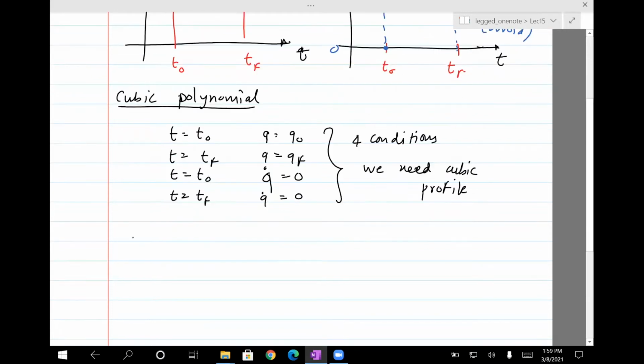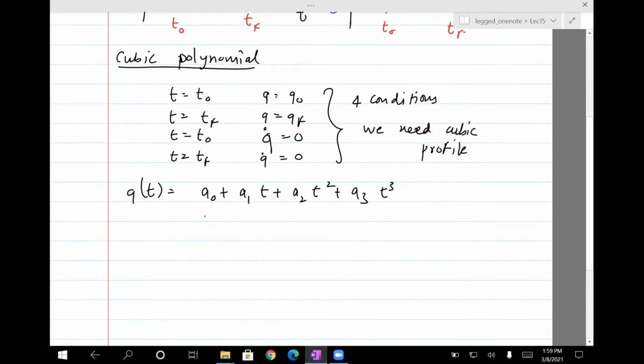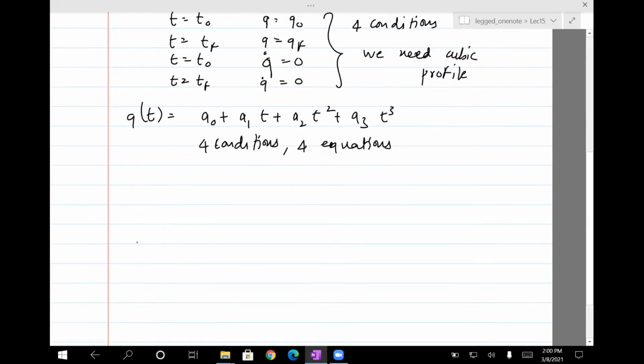Okay, so what does that look like? Well, it will be q of t equals a0 plus a1t plus a2t square plus a3t cube, right? And then we have 4 conditions and 4 equations. And so we can solve for those 4 equations and solve for q. And once you do that and you solve for those unknowns, you can plot q as a function of time. You can plot q dot as a function of time.